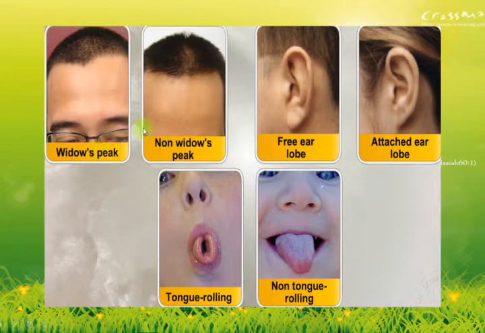These are examples of discontinuous variation. There are individuals who have a widow's peak and also those with a non-widow's peak. For the types of earlobe, there are individuals who have a free earlobe and another type, the attached earlobe. And for tongue rolling, this shows people who are able to roll the tongue, and this shows people who are unable to roll the tongue.